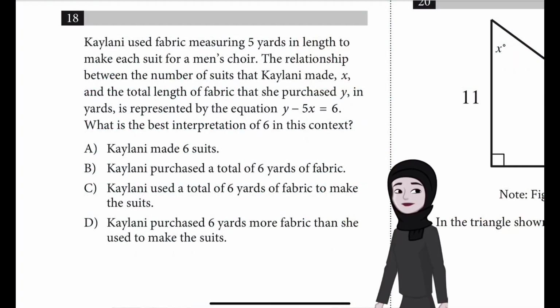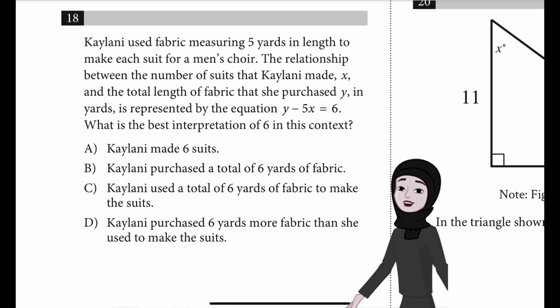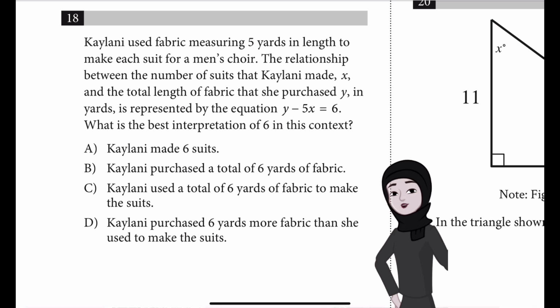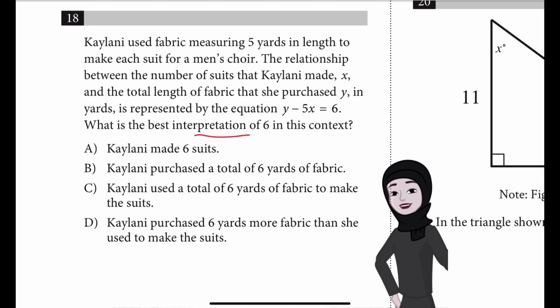Question number 18. Kaylani used fabric measuring 5 yards in length to make each suit for a men's choir. The relationship between the number of suits that Kaylani made, x, and the total length of fabric that she purchased, y, in yards is represented by the equation y minus 5x is equal to 6. What is the best interpretation of 6 in this context?